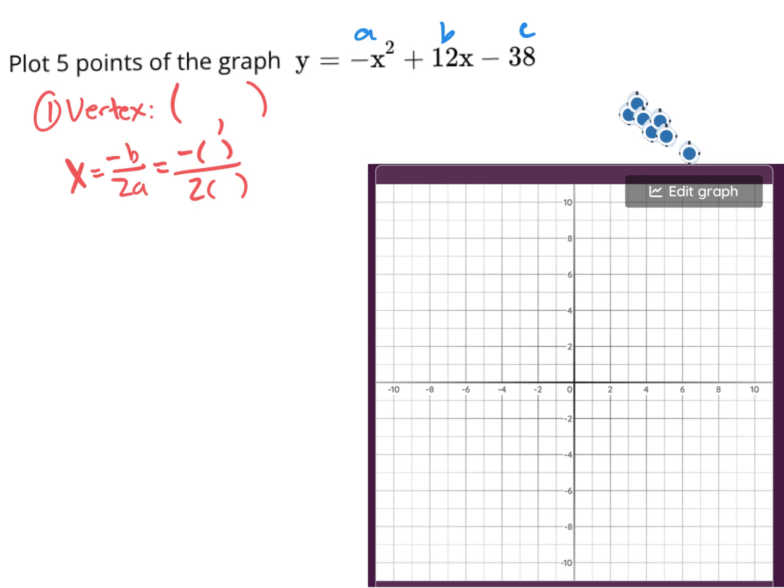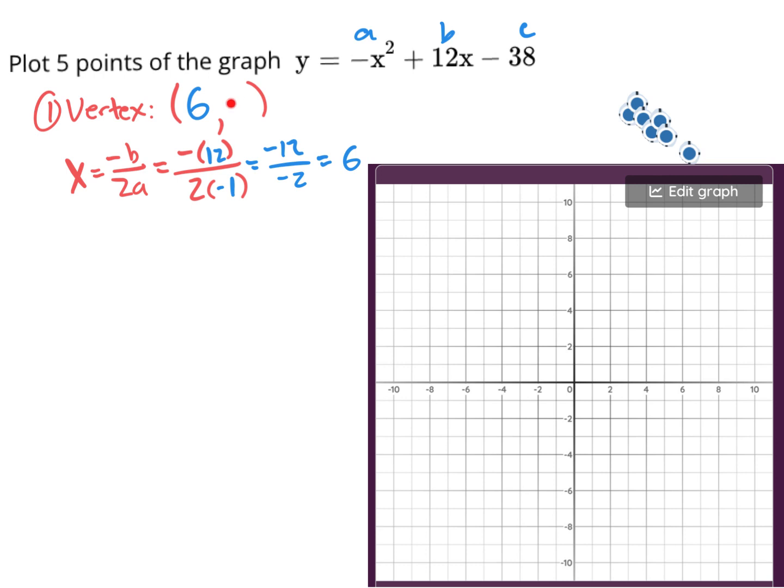But let's plug the 12 into the b spot. So we have a 12 right there, and the a value of -1 down here in that parenthesis. So up on top, we have a -12, and on the bottom, we have a -2. So -12 divided by -2 will give you a +6. And that is the x value of the vertex. X equals 6, right? So the x value of the vertex is 6.